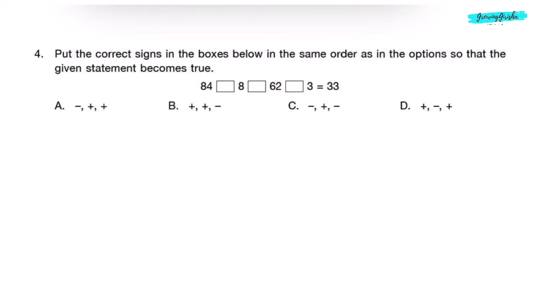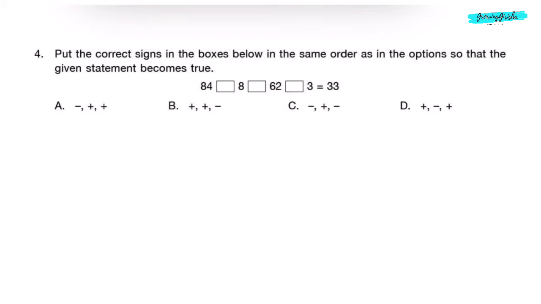Let's try option B now. Plus, plus, minus. 84 plus 8 is 92. 92 plus 62 will be 154. 154 minus 3 will be 151. Still not equal to 33, right? So option B is also incorrect.